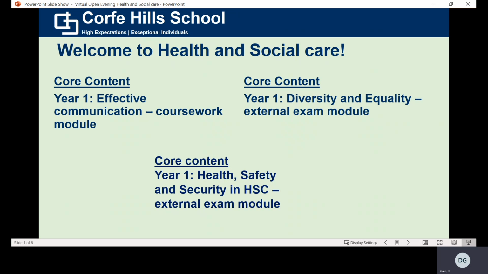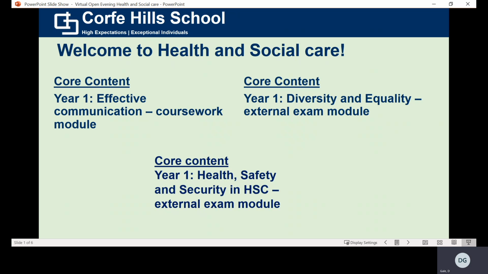Diversity and equality looks at the world we live in and about how to encompass diversity and equality within that. We look at how professionals value diversity and how settings promote diversity and equality. And this is examined with a 1 hour, 30-minute exam at the end of a 12-week input lesson programme.